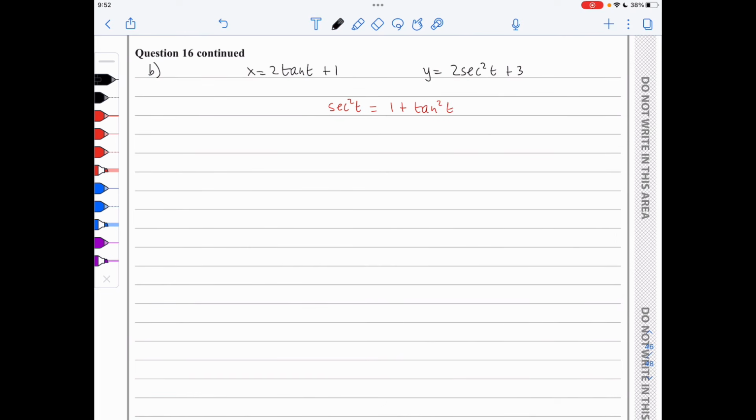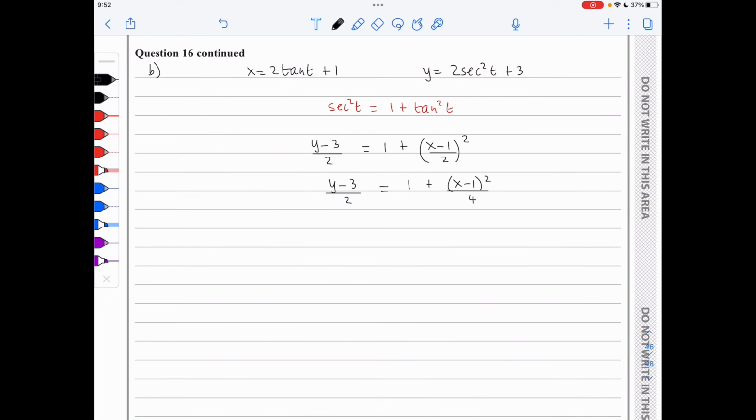So sec squared t can be derived from the parametric equation for y. It's (y minus 3) over 2. And tan t is (x minus 1) over 2. That's squared. So we've got (y minus 3) over 2 is equal to 1 plus (x minus 1) squared over 4.